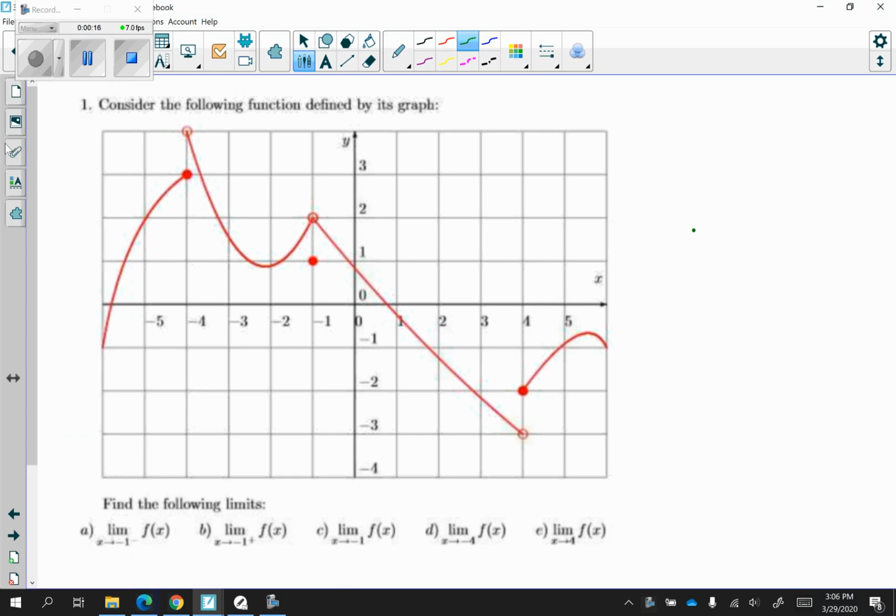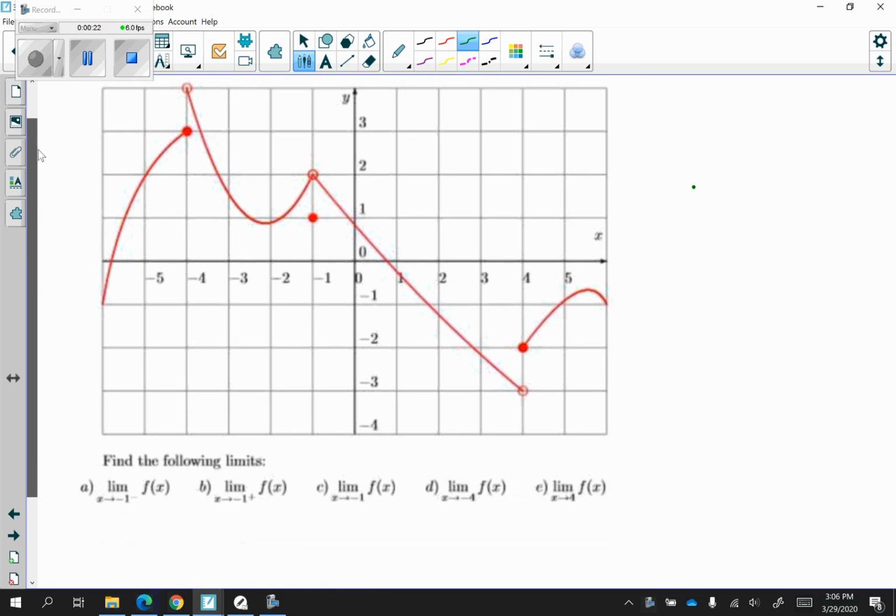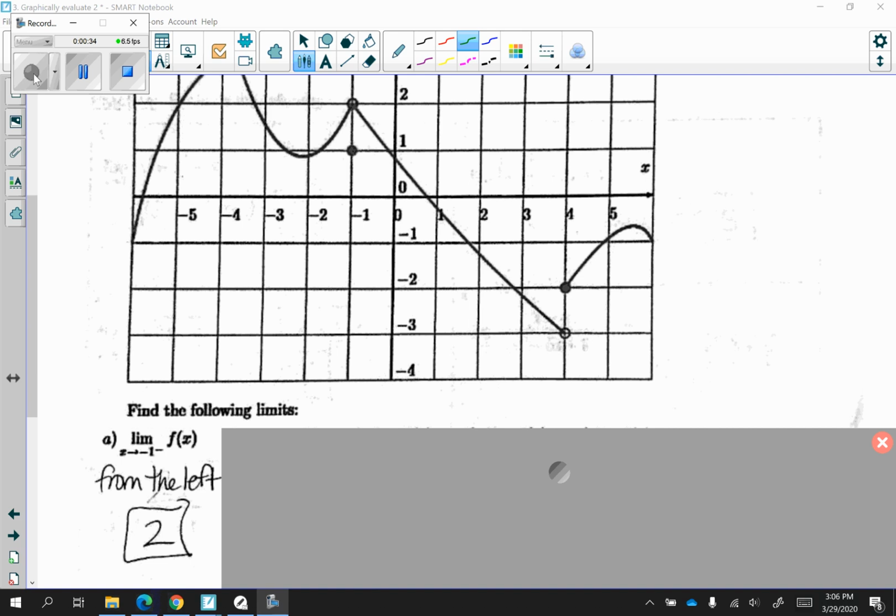Let's take a look at the first question. Consider the following function defined by its graph. Find the following limits. Why don't you pause the video and try to solve A through E. Let's take a look at the answers.